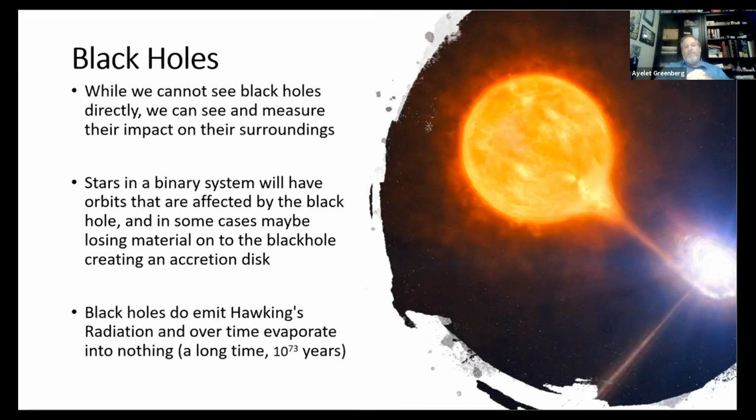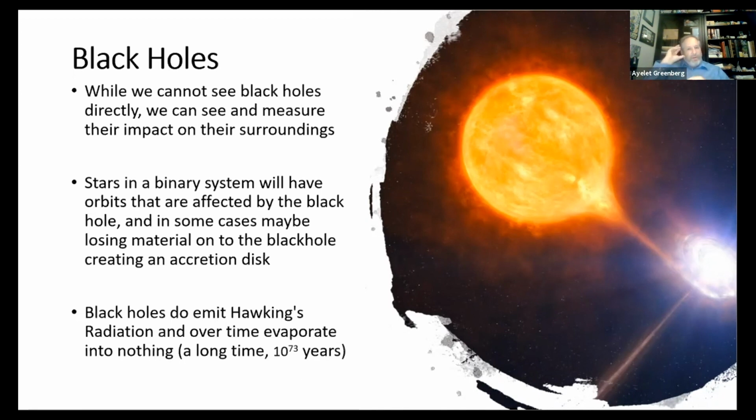We can also sometimes, if you're lucky enough, see that the star might be so close that the black hole is siphoning material away from the star, and that material is accreting in a disk around that black hole as it's falling onto the black hole, and then you can see an accretion disk forming. So those are the ways that we can see black holes, but there is no direct way to see it.